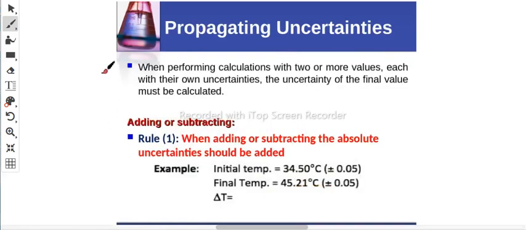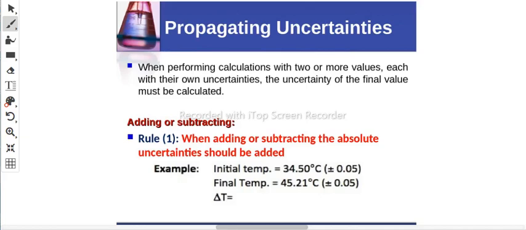We're going now to go deeper into how to propagate the uncertainties. When performing calculations with 2 or more values, each with their own uncertainties, the uncertainty of the final value must be calculated. Of course, when you go to the lab, you've got data. You will take the data from the equipment and tools, and for each data there is a plus minus uncertainty. You will use the data to apply on calculations later.